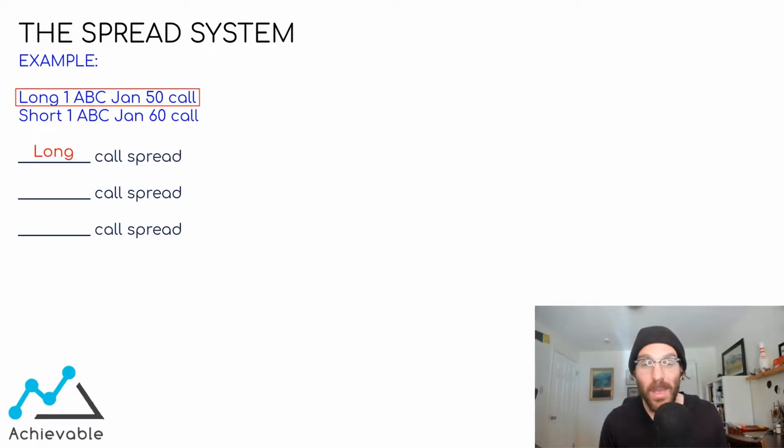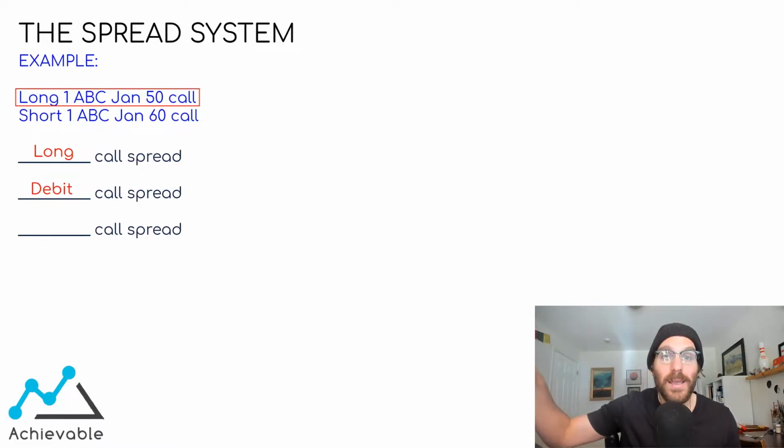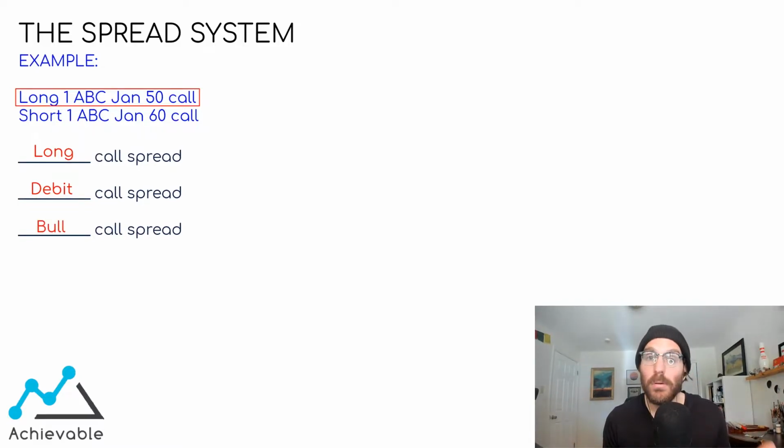On that same note, a word association that I think is really helpful to make is the word long and the word debit. Those will always go together, okay? So this is also a debit call spread. Now, if you think about it, if you're buying the more expensive option, we know the 50 call is the more expensive of the two, and you're selling the less expensive one, you're going to end up with a debit. Debit means more money's leaving your pocket than coming in, and that would happen here. Now last, long calls are bullish, therefore this is a bull call spread.